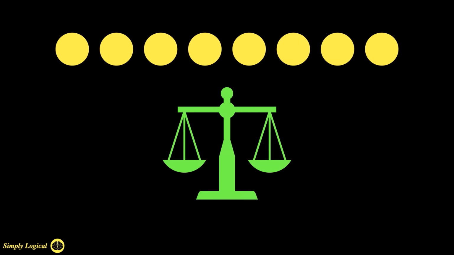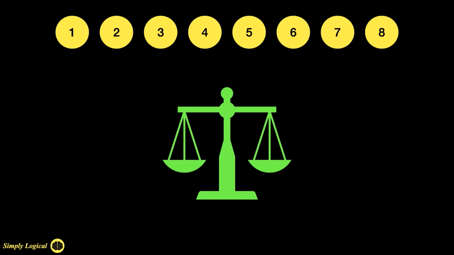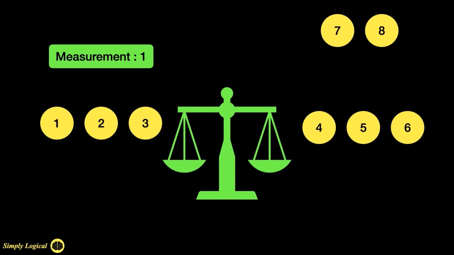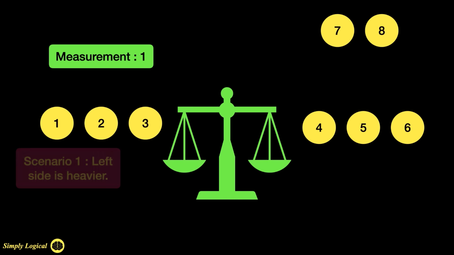Let me explain the solution now. For convenience sake, let's name the balls 1 to 8. First, we weigh 1, 2, 3 on the left and 4, 5, 6 on the right. This is the first measurement. There are 3 scenarios which can arise from this.